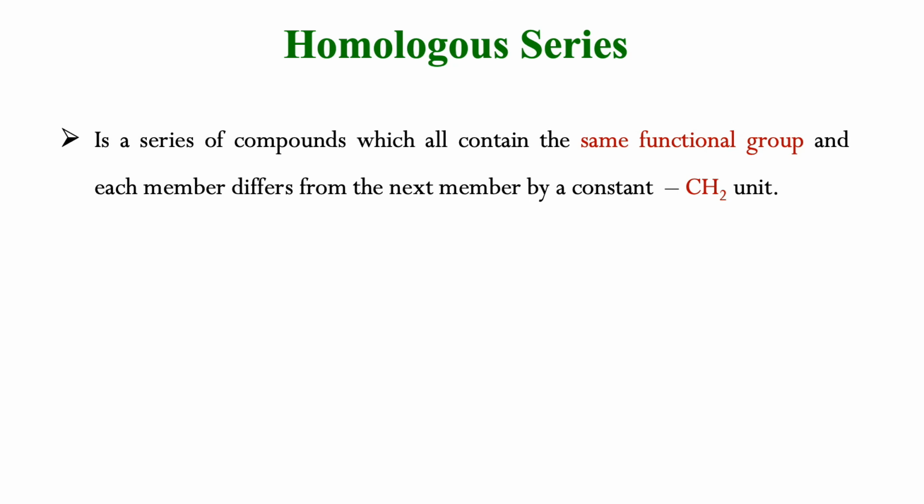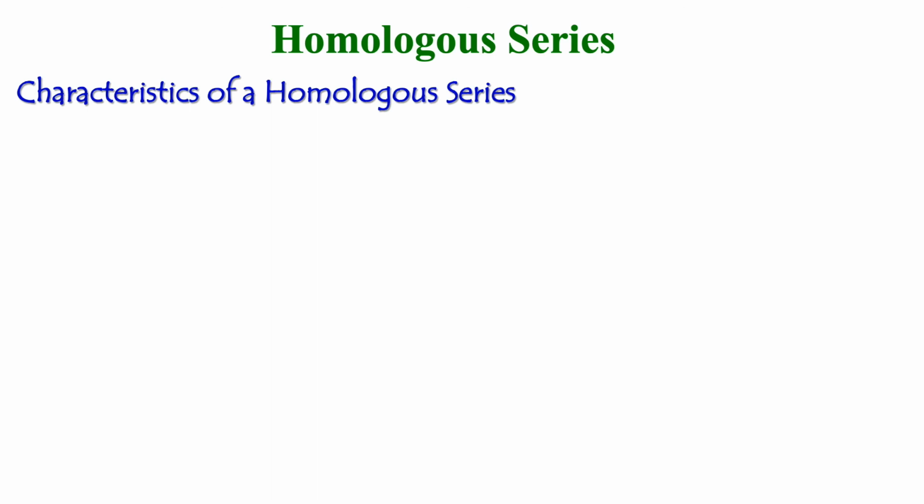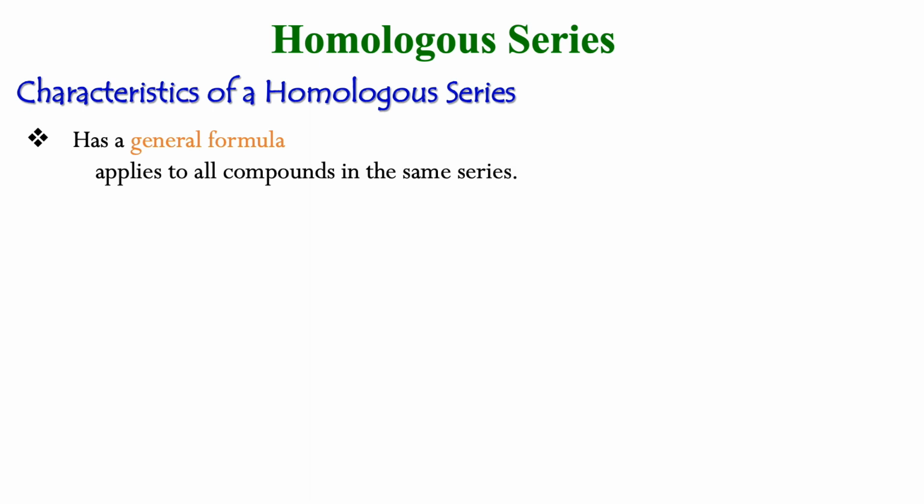Now, let's look at the homologous series definition. A homologous series is a series of compounds which all contain the same functional group and each member differs from the next member by a constant CH2 unit. Members of the same homologous series are called homologues. The characteristics of a homologous series are: the first one, it has a general formula which applies to all compounds in the same series.